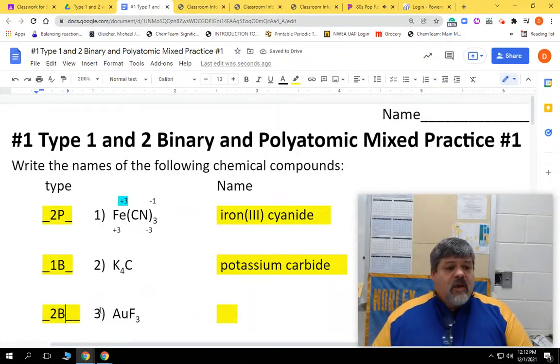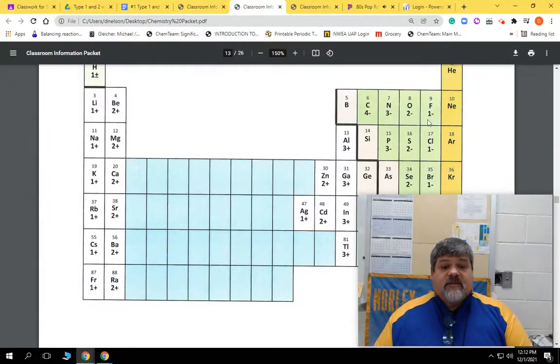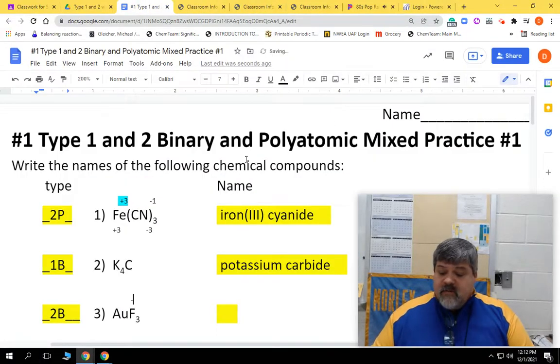And so now with type 2, we have to calculate out the charge of the gold. Well, the charge of F, which is fluorine, if I go to this one, I can see that F is a -1. So I go back there, and I'm going to put a -1 above that.